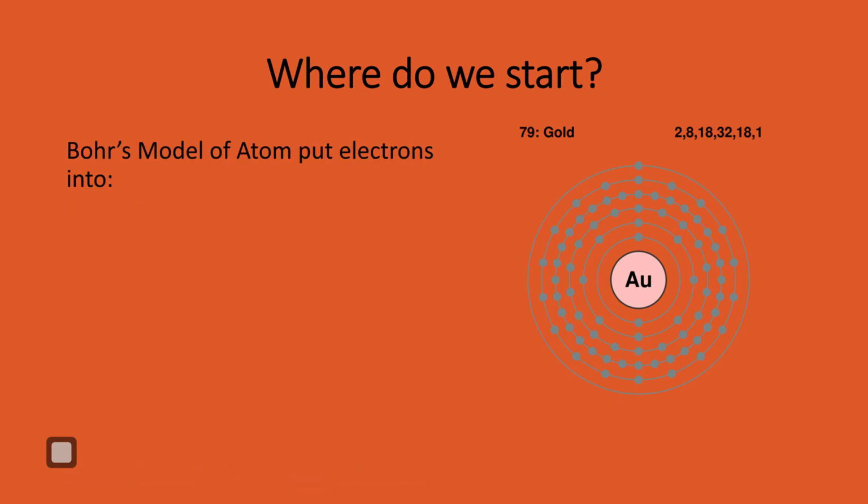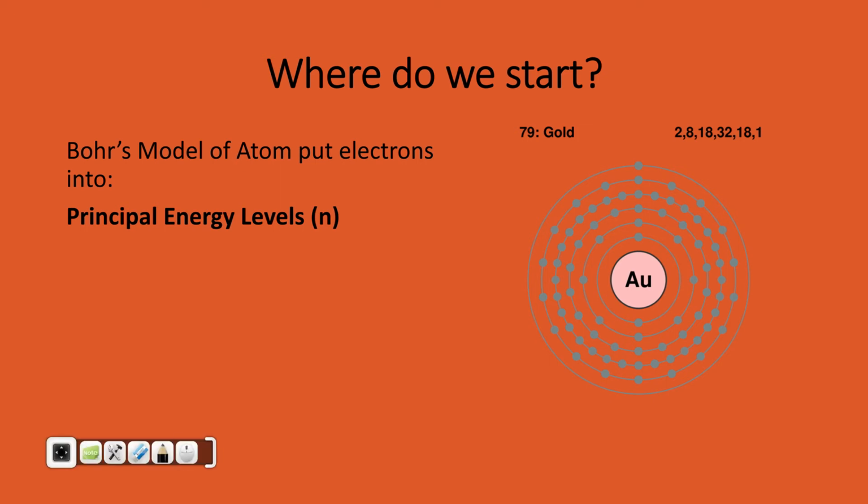So what are we looking at here? Bohr's model of the atom put electrons into what we call principal energy levels. I know I've been saying energy levels, but they're actually called principal energy levels. The diagram to the right shows a gold atom. I chose this one because it has a lot of energy levels. We count from the inside out: the one on the inside is n equals 1, then n equals 2, n equals 3, n equals 4, n equals 5, and n equals 6.